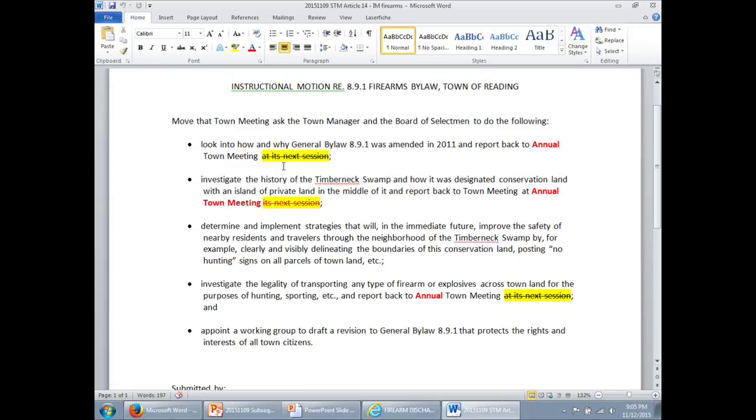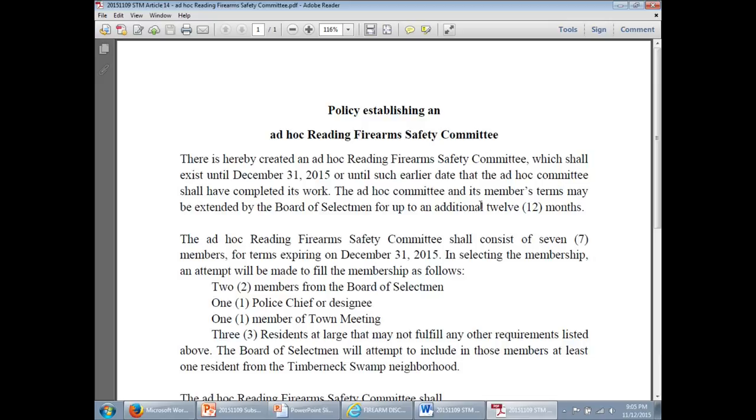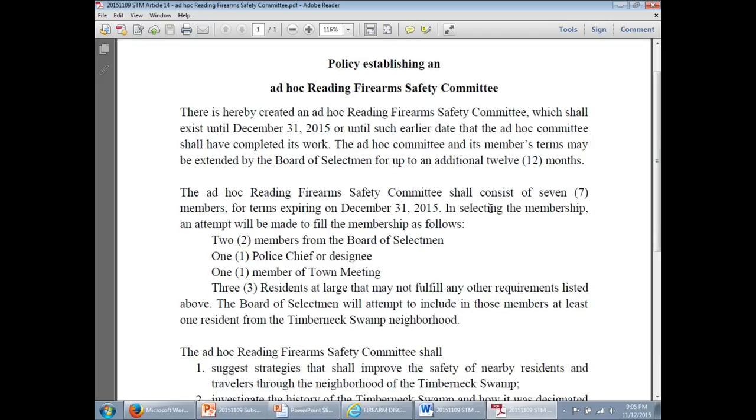On May 5th, 2015, the Volunteer Appointment Subcommittee interviewed candidates to be on the Ad Hoc Reading Firearm Safety Committee, which would then serve as the working group requested in the instructional motion. As you can see, making sure the committee had representation from all stakeholders in the community was of the utmost importance to the Board of Selectmen.